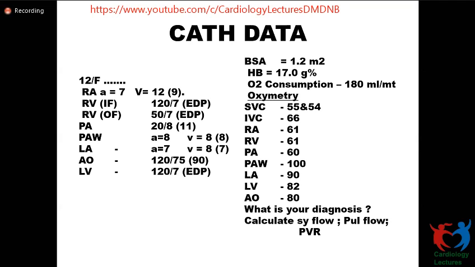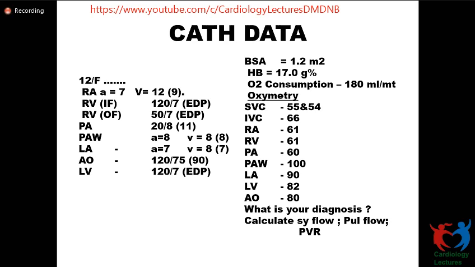Could you please repeat the formula? 180 divided by... Sir, 180 divided by 80 minus... No, don't write 80 minus; put it as 80. Calculate it: it is 23. 80 minus 57 is 23. Okay, 23 is the difference in oxygen saturation.